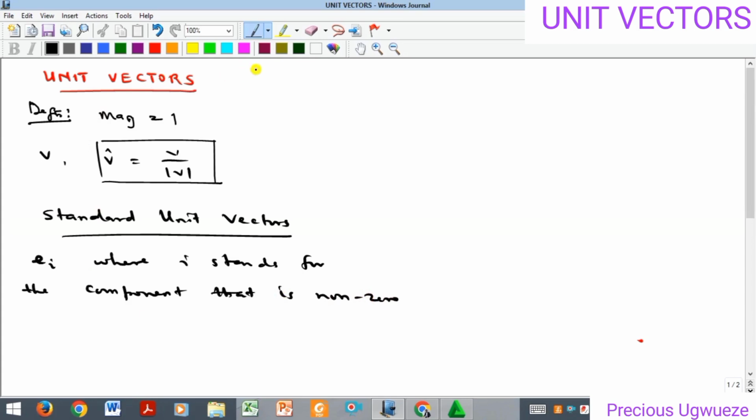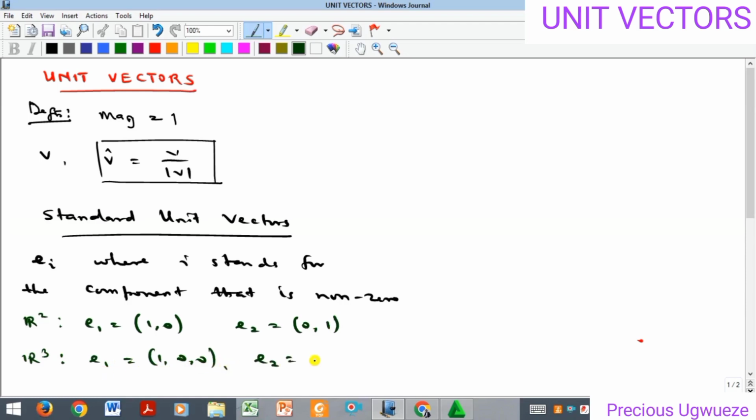The implication is that in R2, we have just two unit vectors in this form: e1, which is (1, 0), and e2, which is (0, 1). In R3, we have three of them: e1, which is (1, 0, 0), where every other element is 0 except the first; e2, which is (0, 1, 0); and e3, which is (0, 0, 1). In R4, there are four: e1, e2, e3, and e4, and so on. These are what we call the standard unit vectors.